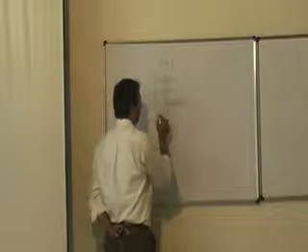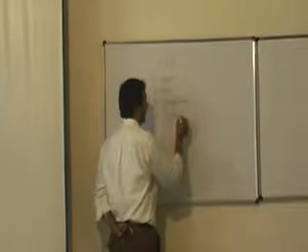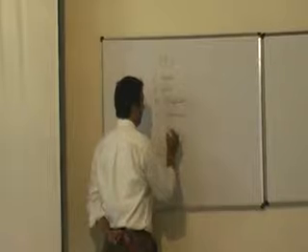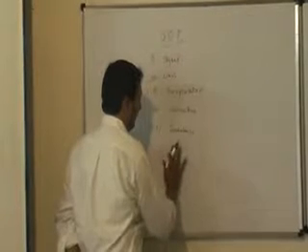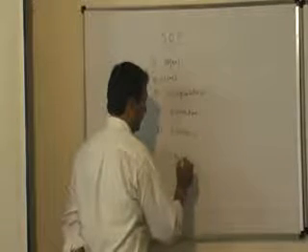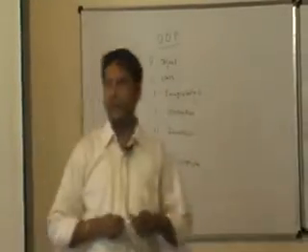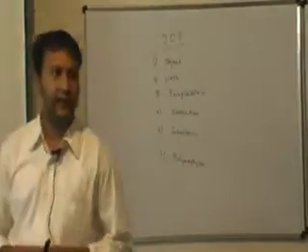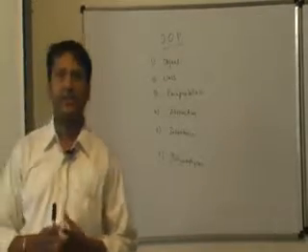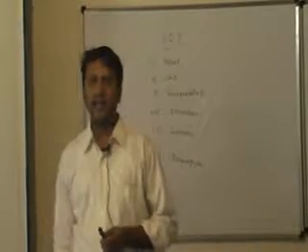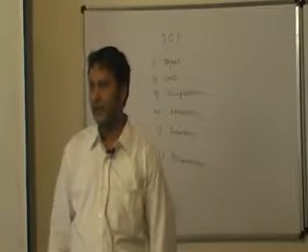Encapsulation, then abstraction, and inheritance and polymorphism. These are the main features of an object-oriented programming language. Now, if a language has these features, that's when the language is considered to be an object-oriented language.